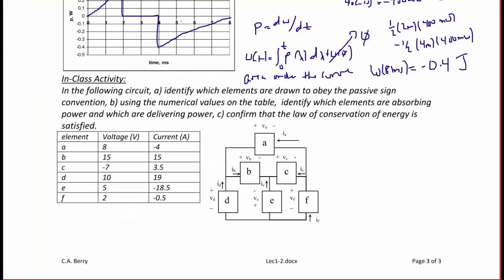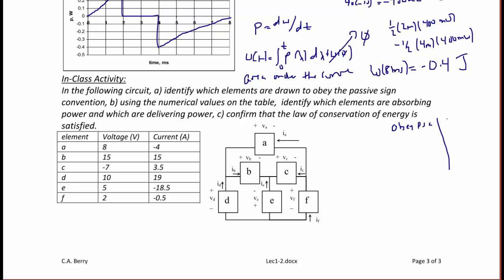All right, let's look at the final example for today's lecture. In the following circuit, A, identify which elements are drawn to obey the passive sign convention. B, using the numerical values on the table, identify which elements are absorbing power and which are delivering power. And C, confirm that the law of conservation of energy is satisfied. So first, let's make a column of the elements that obey and the ones that don't obey the passive sign convention.